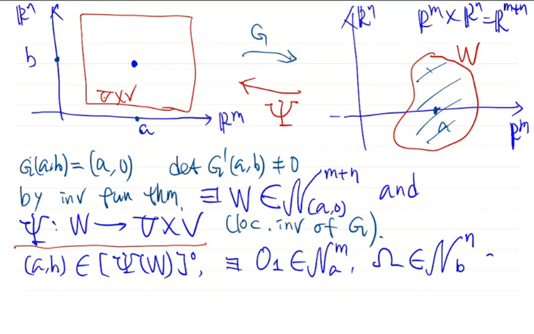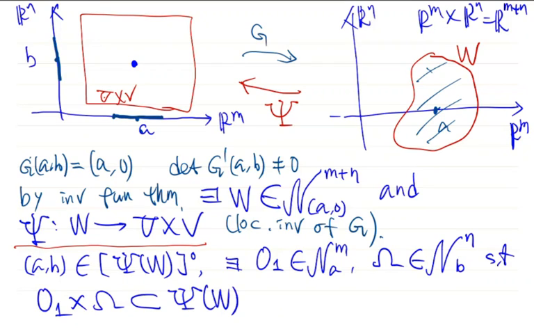We have obtained an open set of a, and also another open set containing b, such that this is O1 cross omega. This is O1. This is omega. This is contained in the image of W under psi.